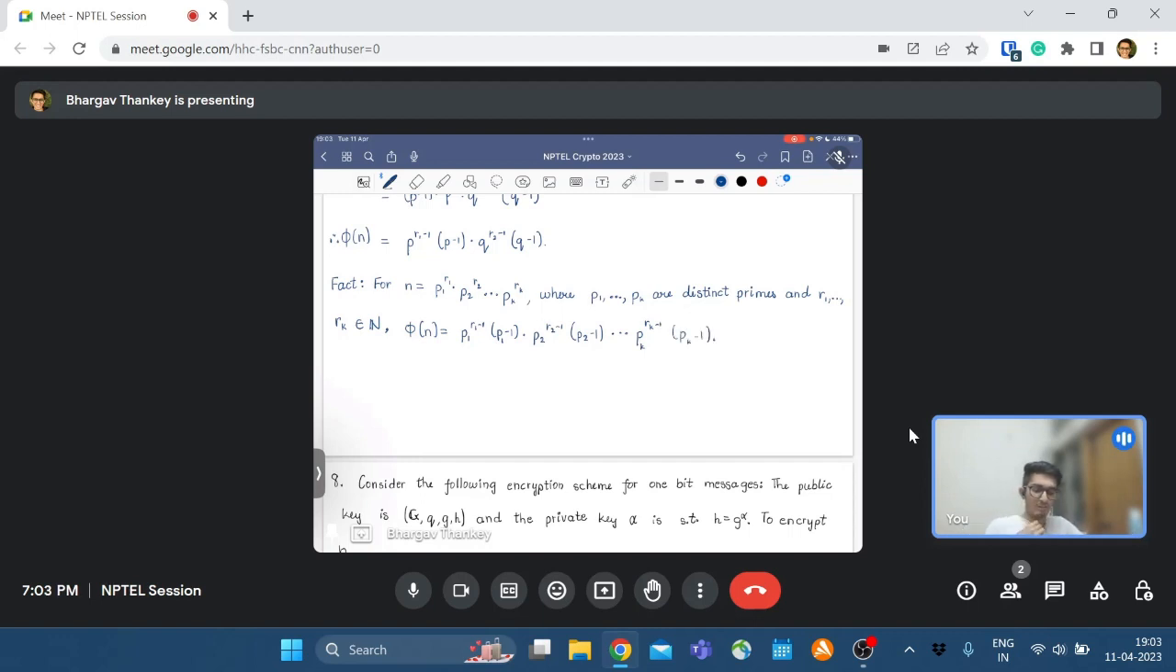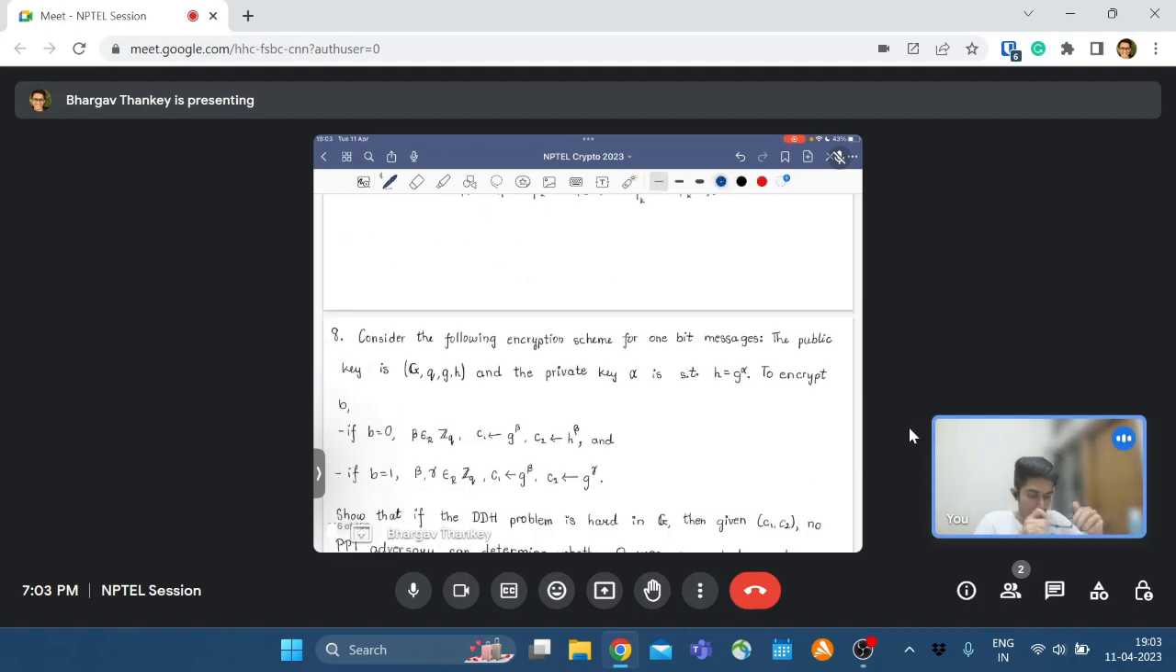So as you can see, if you replace p1 by p and p2 by q, you would get the formula that we just derived. So this is the most general formula for phi n, and this can be obtained using similar ideas. You can try this on your own as an exercise. Now let's move on to the next problem.